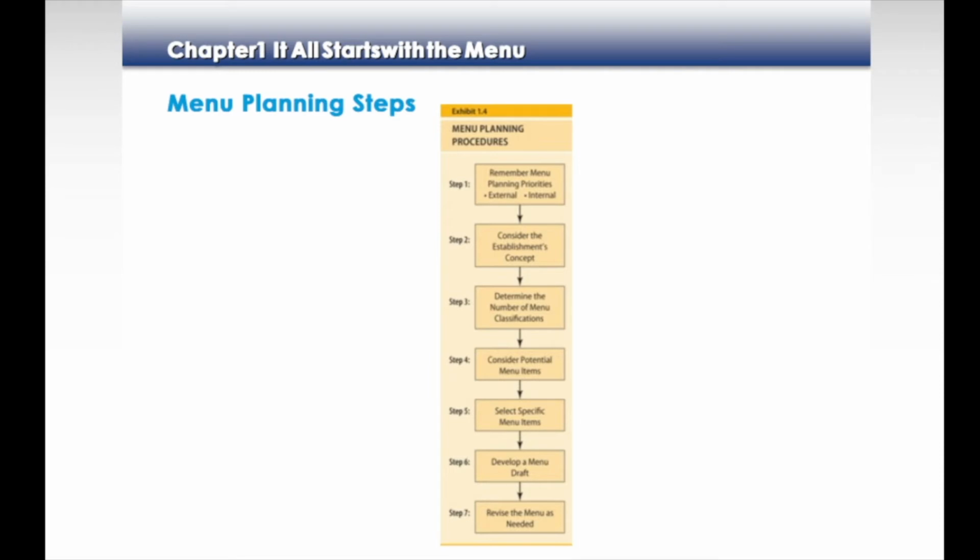One of the things I never do is take a menu item and put it on a menu until I've tested it for at least several months in the restaurant. Oftentimes I'll run it as a special to be able to do that. We get into some of the other steps. Step 6 is developing a menu draft. Step 7, revise the menu as needed. A menu is a living document, and you want to consider it that way. It doesn't mean that once you create a menu, it stays that way forever.